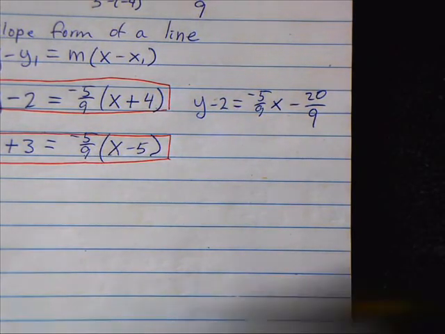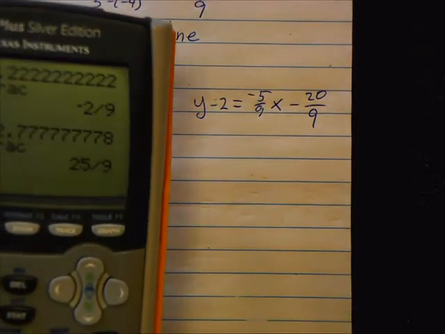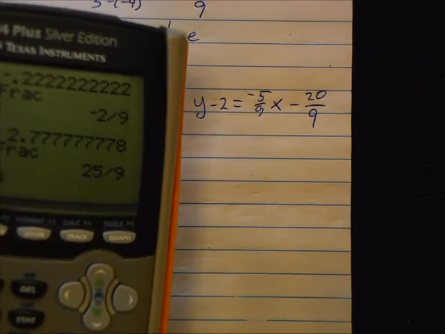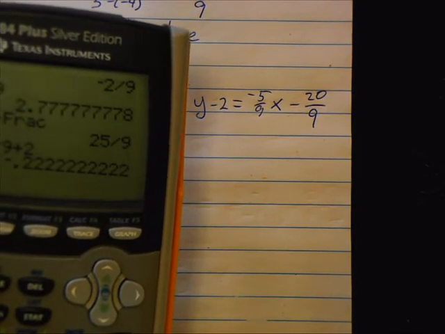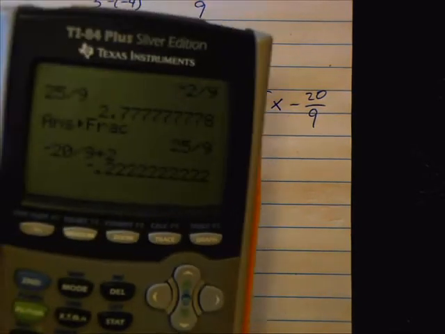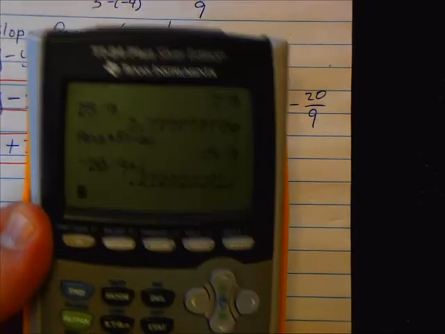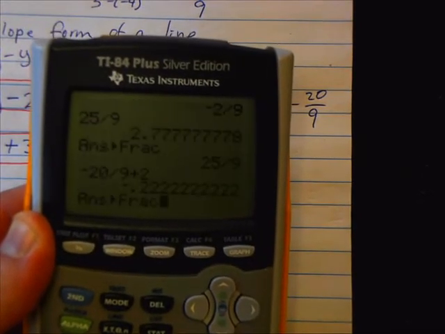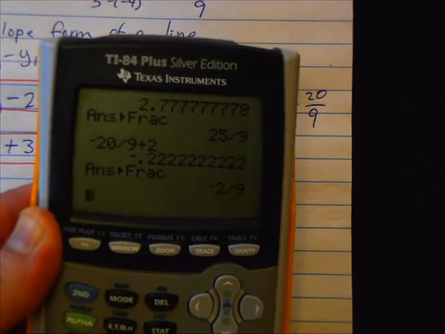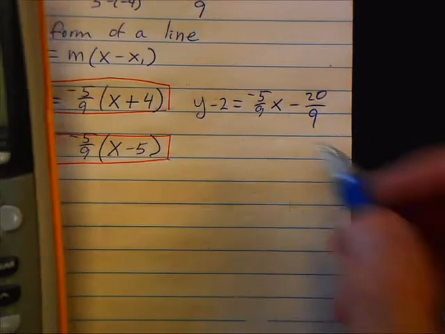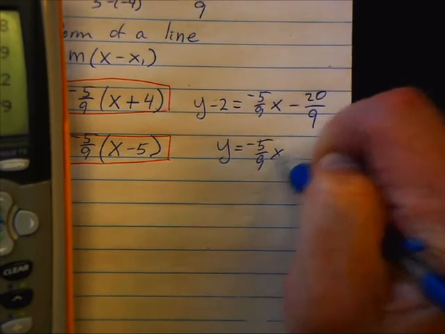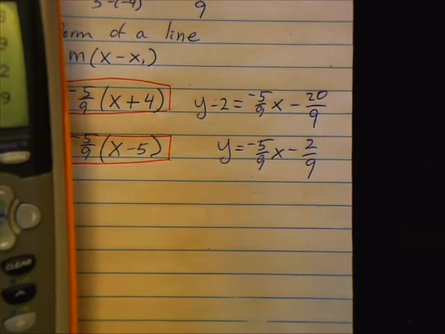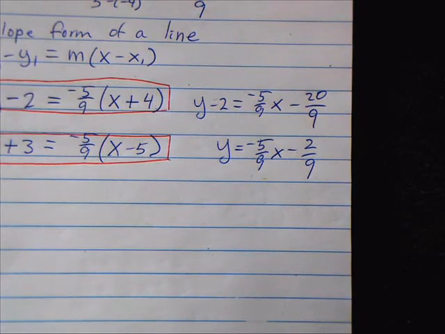Now I think I'll use my calculator. Minus 20 divided by 9, add 2. And again, it gives me a decimal number, negative 0.2222. Math, give me a fraction, negative 2/9, which is exactly what we had before. So this is the same as y equals minus 5/9 x minus 2/9. It really is the exact same formula, it just looks different.